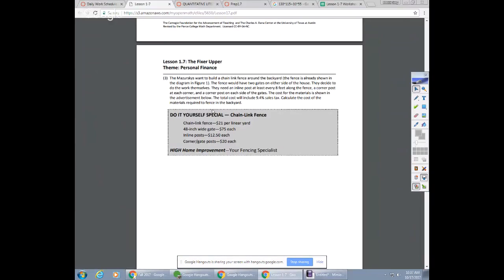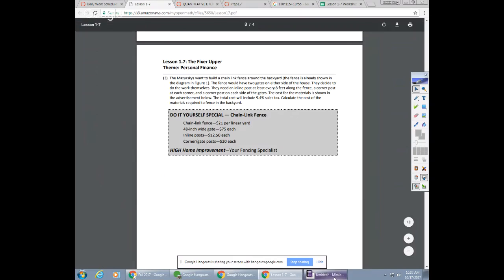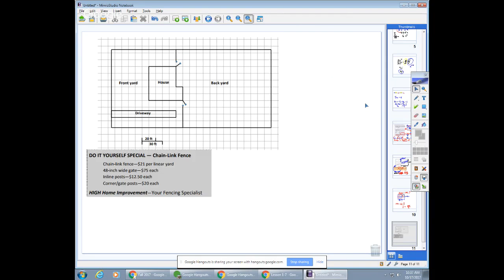So other things to consider, and you guys are gonna have to play around with this. They need an inline post at least every 8 feet. So there can't be a distance of more than 8 feet between posts, is the bottom line there. So we're gonna have to figure that part out. So the first thing I did here is I started just thinking about corner posts and lengths. So first I'm gonna just draw on this where I think the fence goes.